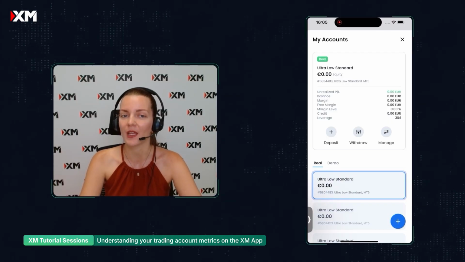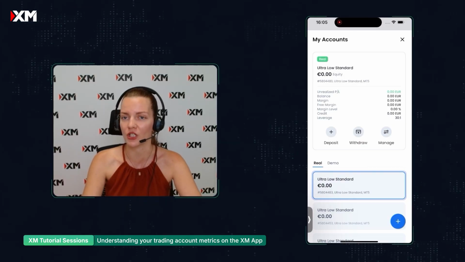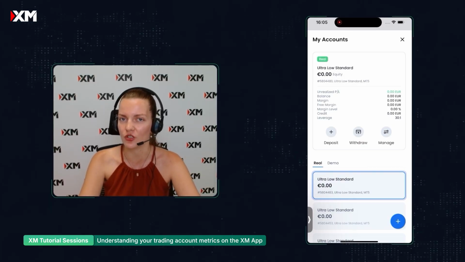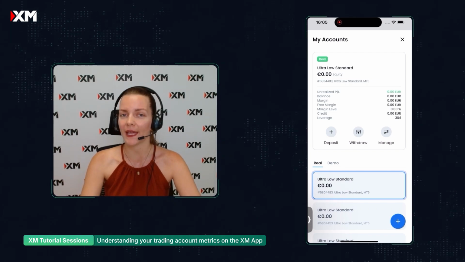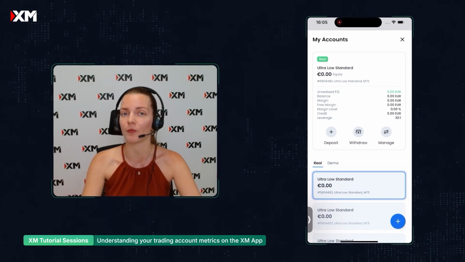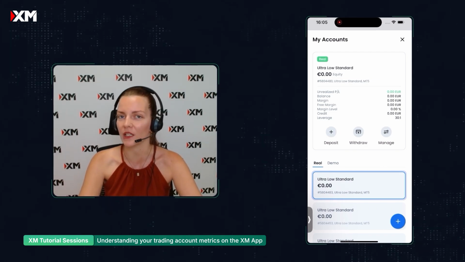Margin level. This shows the ratio of your equity to the used margin, shown as a percentage. A higher margin level generally means more available funds. Credit. If any bonuses or extra funds have been added to your account, they will appear here.